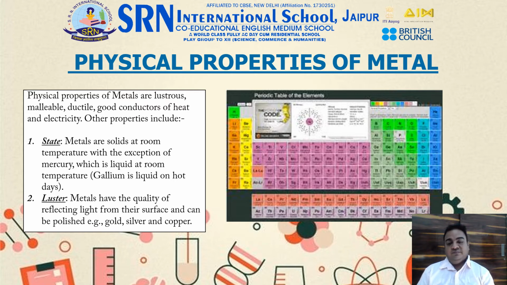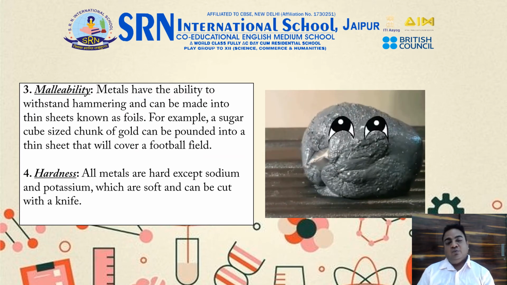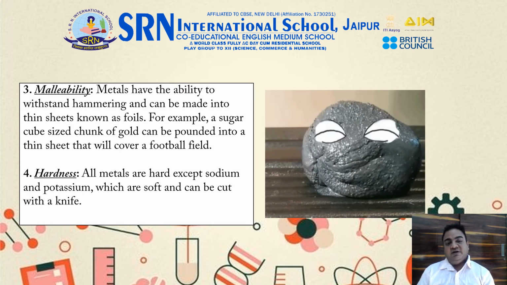Now, what is luster? Luster means shine, or it is the quality of reflecting light from their surface and can be polished. For example, gold, silver, copper are some of the lustrous metals which can be seen in the periodic table. Now let us understand what is malleability. Metals have the ability to withstand hammering and can be converted into thin sheets. For example, coils of aluminium which we use for packaging of food. A sugar cube sized chunk of gold can be converted into a thin sheet that will cover a football field. Can you consider the amount of malleability which gold has?